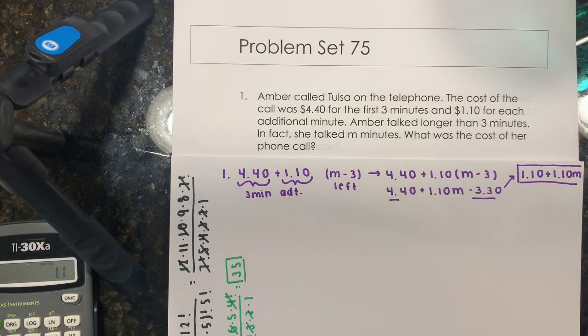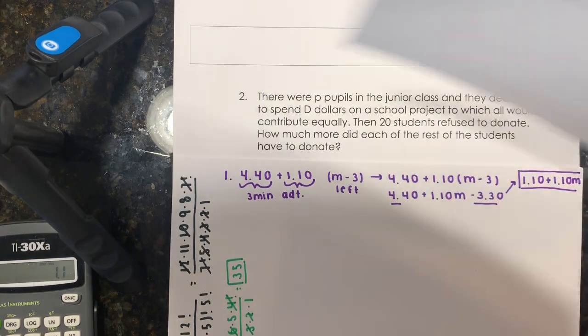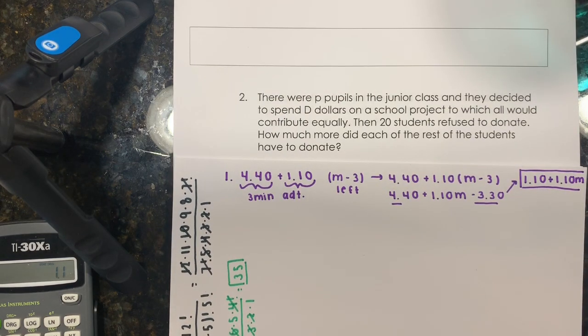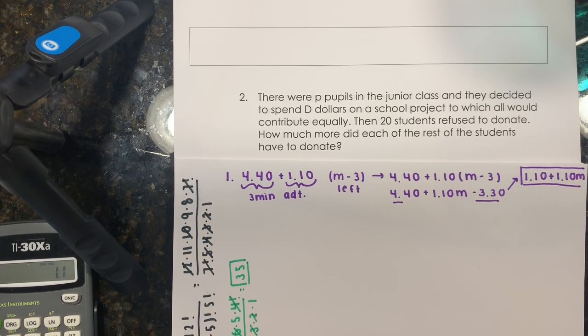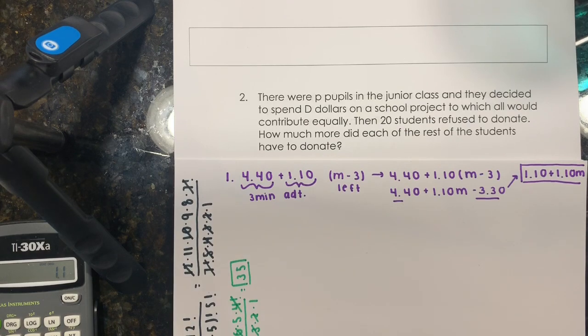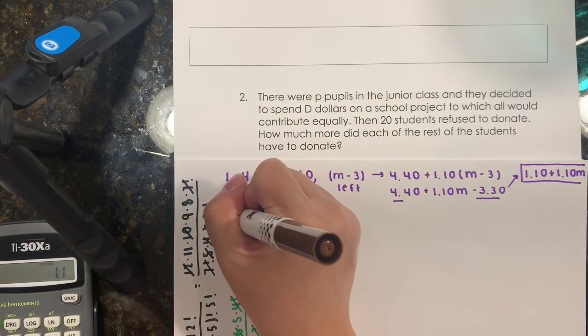Okay, so moving on, we're going to look at number 2. So there are P pupils in the junior class and they decided to spend D dollars on a school project to which all would contribute equally. Then 20 students refused to donate. How much more did each of the rest of the students have to donate? Okay, so this is another concept review problem. They like to do these now.